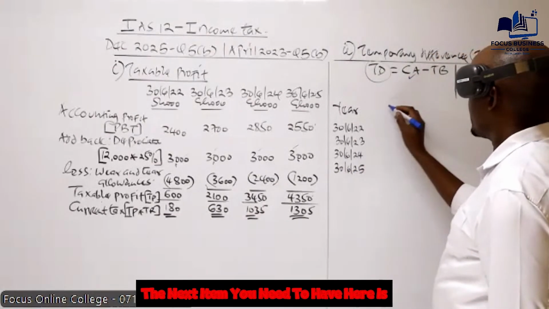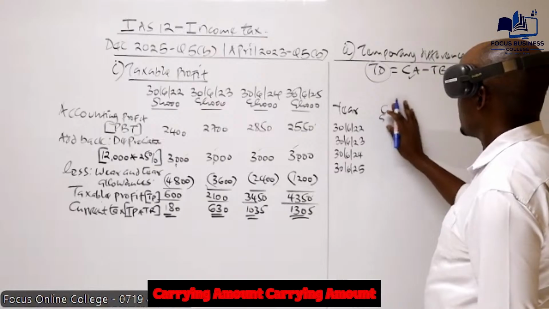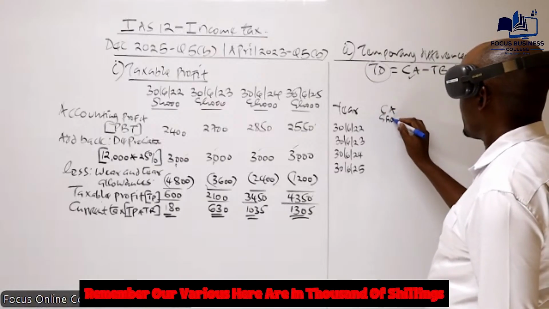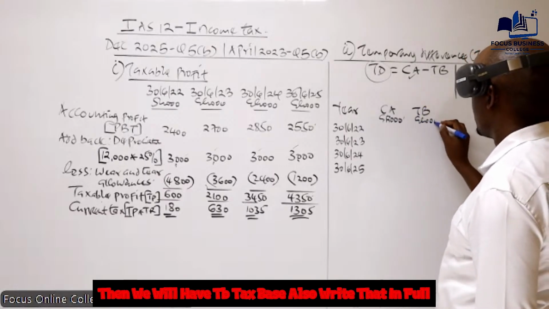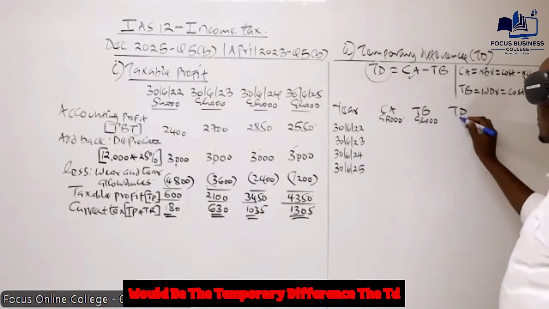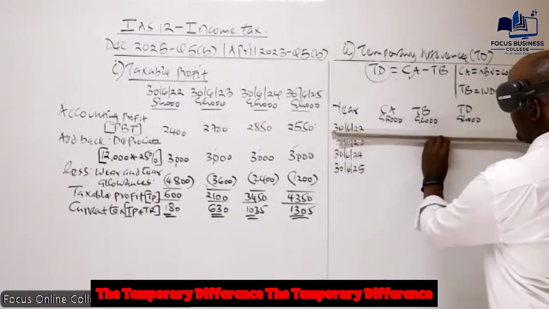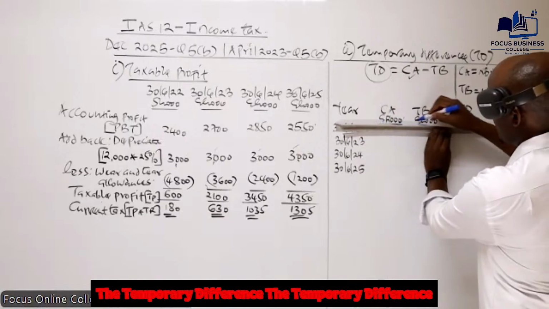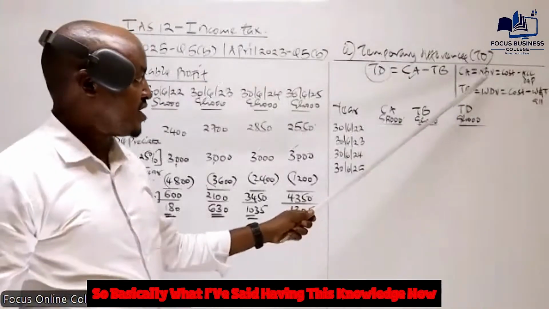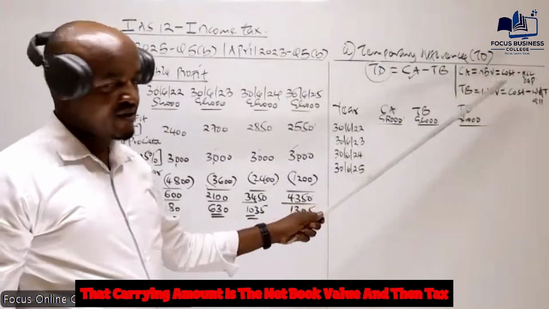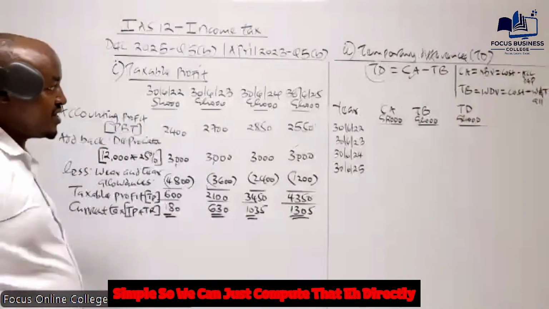Then the next item you need to have here is the carrying amount. You can write that in full, carrying amount, CA. And remember, our values here are in thousands of shillings. Then we will have TB, tax base, also write that in full. The difference between these two values will be the temporary difference, the TD. So basically, having this knowledge now that carrying amount is the net book value, and tax base is the written down value, then that one becomes quite simple. So we can just compute that directly.